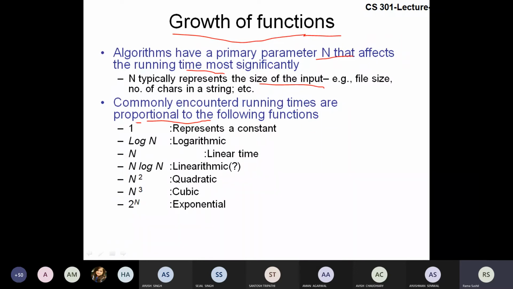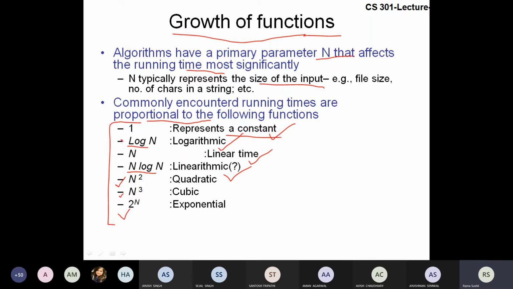You will always find the complexities represented commonly in this form: of order 1, of order log n, of order n, of order n log n, of order n square, of order n cube, of order 2 to the power n. And you call them, this has been discussed many times, constant, logarithmic, linear time, because it is n, it is linear, and this is logarithmic. There is a difference actually in n log n. Log n, you will see in the graph later.